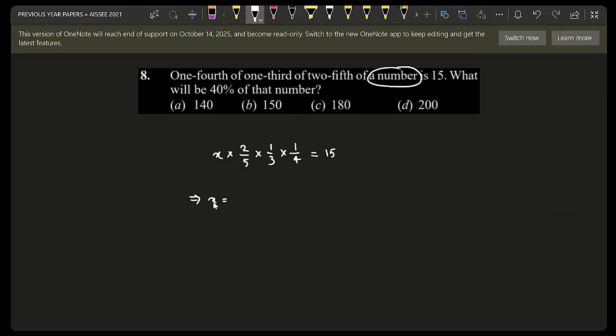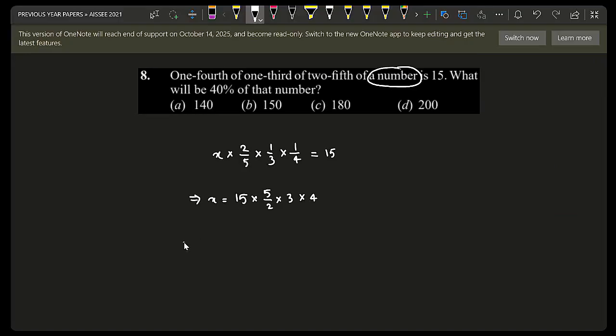All the fractions I want to transpose to the other side. So a fraction transposed to the other side gives you the reciprocal. 2 by 5 reciprocal is 5 by 2. 1 by 3 reciprocal is 3 by 1, which we can write as 3. 1 by 4 reciprocal is 4. So I got the value of x.